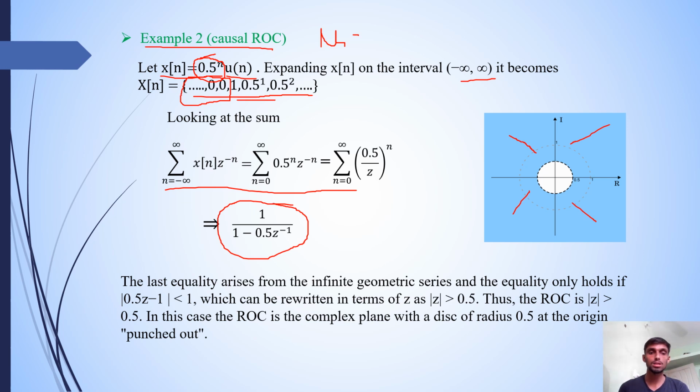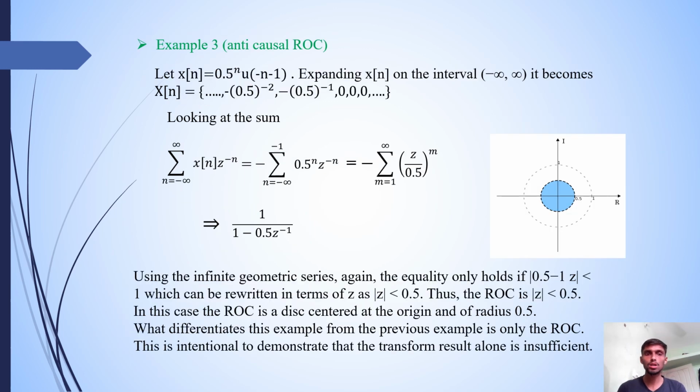The ROC is less than 1, so z is greater than 0.5, so the ROC lies outside the 0.5 circle, outside the unit circle. And I am going to explain the anti-causal ROC. Anti-causal ROC means the ROC lies in the center of the circle. It is the example of a causal and anti-causal ROC.